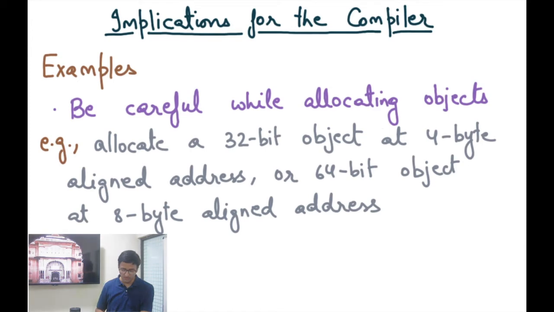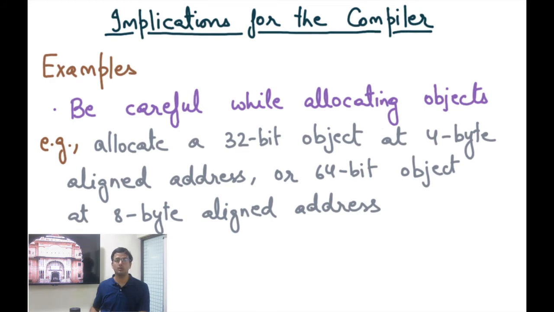So what are the implications for the compiler? It may need to be careful while allocating objects. For example, allocate a 32-bit, 4-byte object at a 4-byte aligned address, or a 64-bit object at an 8-byte aligned address, and so on. What does it mean? Let's say it's a global variable, and recall that for global variables, the compiler explicitly identifies what address it's going to be stored at. That's in the data region, that's statically allocated. So when it's giving an address, it can figure out the type of this object. If it is an integer, then it should give it a 4-byte aligned address. If it is an 8-byte double, then it should give it an 8-byte aligned address, and so on. So that's only for the global variables.